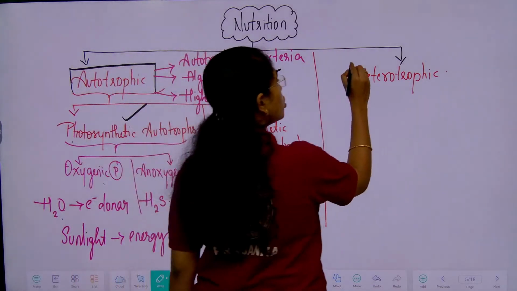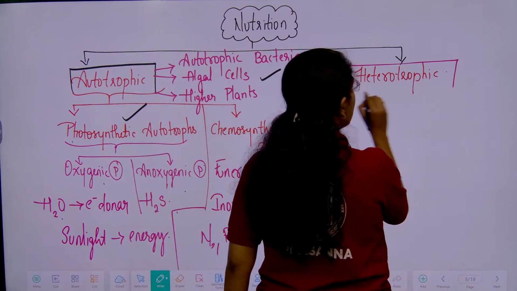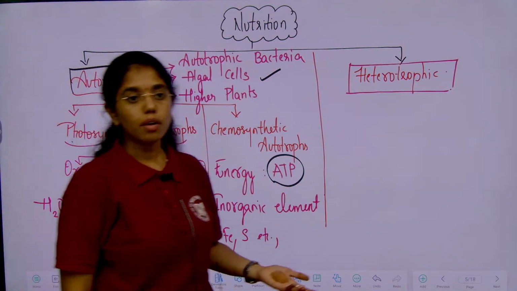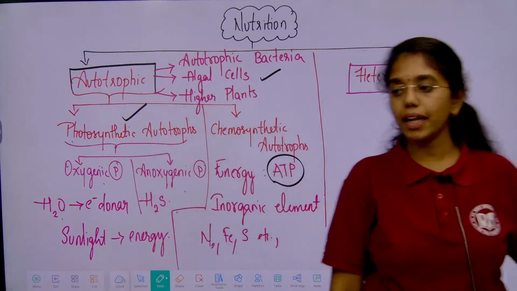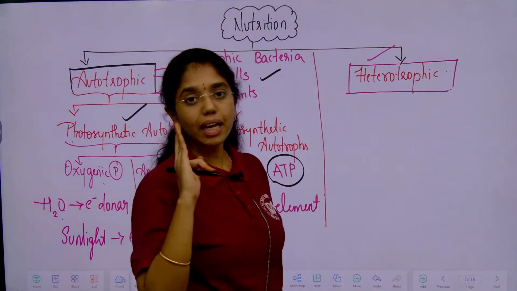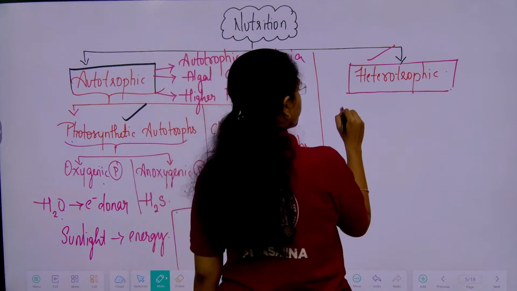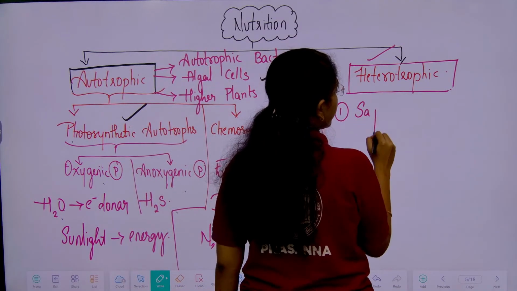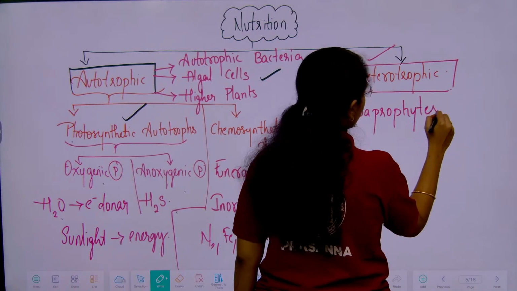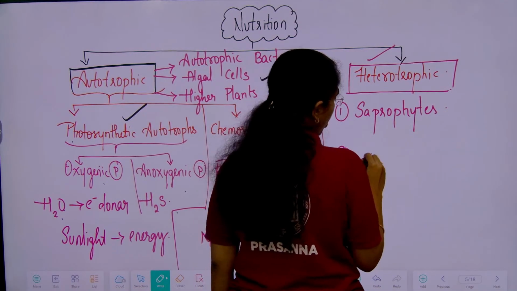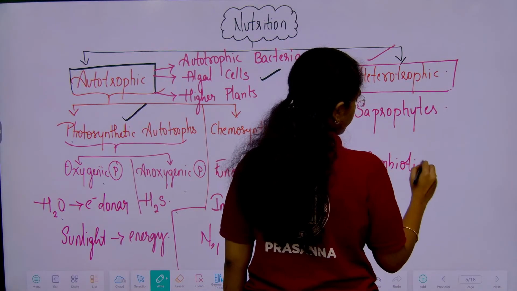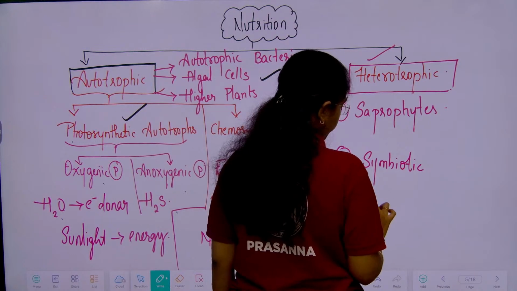Next, heterotrophic mode of nutrition is operated in herbivores and carnivores, which are primary and secondary consumers. And heterotrophic nutrition is done in three methods. First is saprophytic mode of nutrition. Second, symbiotic method. Third, parasitic.